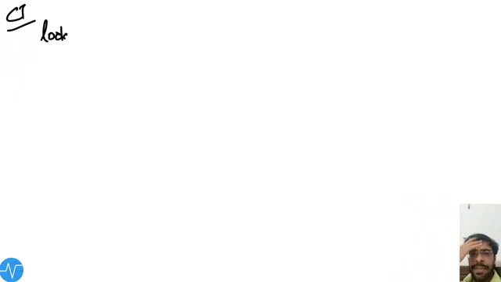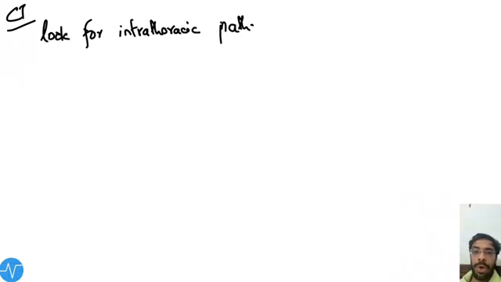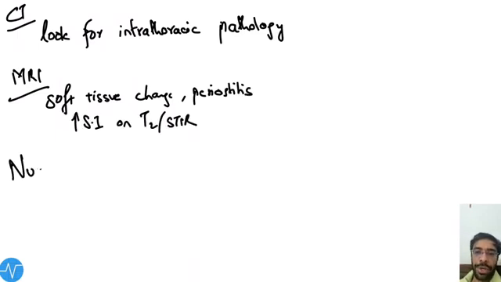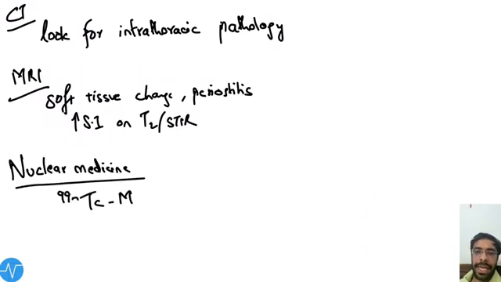What are the CT features? You have to look for intrathoracic pathology because lung was also the cause, the malignancy, non-small cell carcinoma. MRI, look for soft tissue changes, periosteitis, which will appear as increased signal intensity on T2 and STIR. And in nuclear medicine, technetium 99 MDP bone scan will show increased uptake.